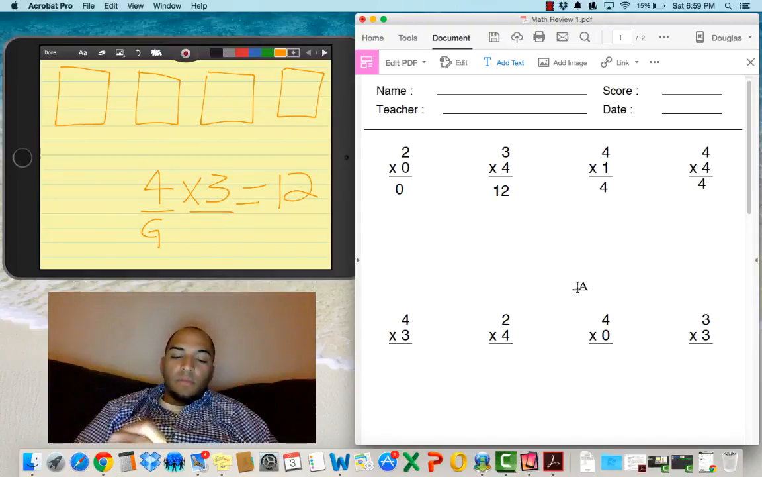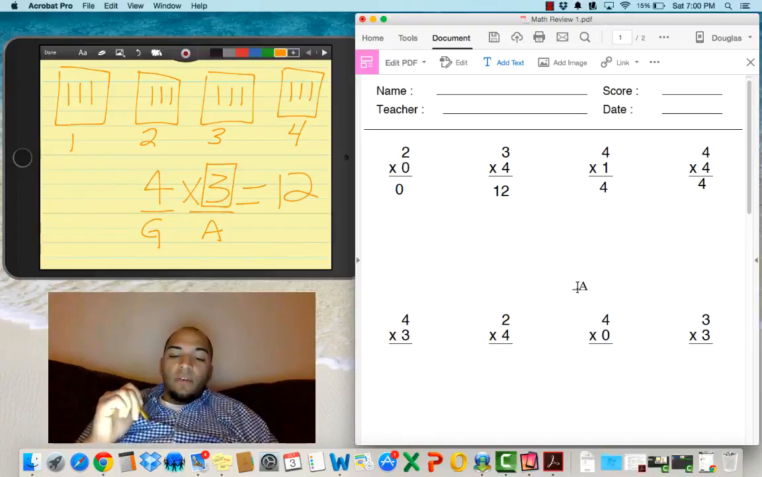So we have 4 groups, 1, 2, 3, and 4. Now how many go in each group? This is the number that tells us. 3 go in each group. So 1, 2, 3, 1, 2, 3, 1, 2, 3, 1, 2, 3. So we have 3 in each group.